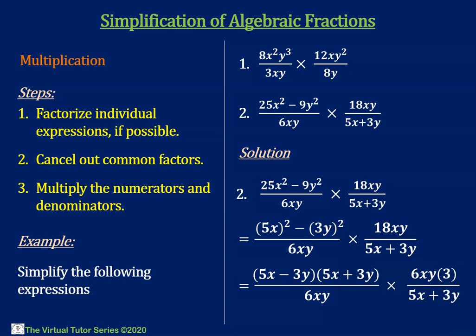At this point, we can cancel out the common factors. So 5x plus 3y gets rid of 5x plus 3y, and 6xy gets rid of 6xy. 5x minus 3y multiplied by 3 is 3 into bracket 5x minus 3y, bracket closed. Fantastic.